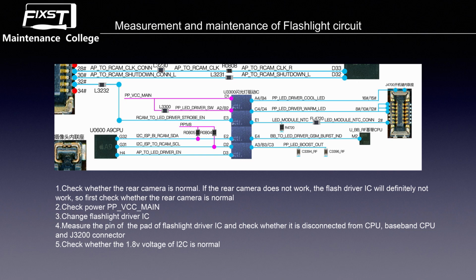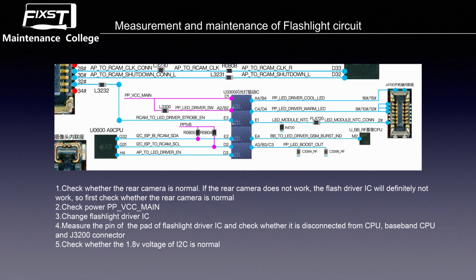If this power is all normal, we need to change the flashlight driver IC. When we change it, we need to remove it, and after we remove it, we need to test the pins of the flashlight driver IC to check whether the pins are disconnected from the baseband CPU and the J3200 connector. If the resistance of a pin has some problem, it means this line has a problem, it is disconnected. So we need to repair this line first. Maybe the pad is loose, maybe the pad is missing. We just make a jumper to fix this problem.